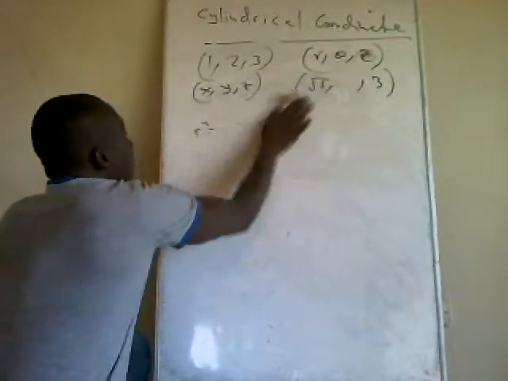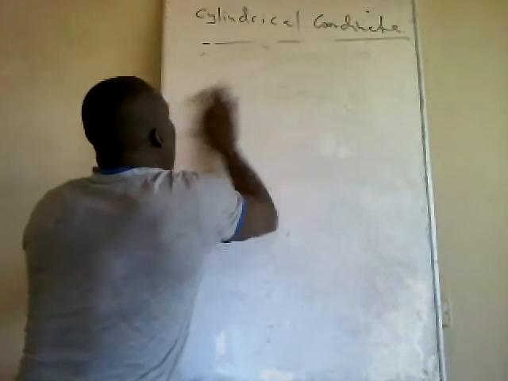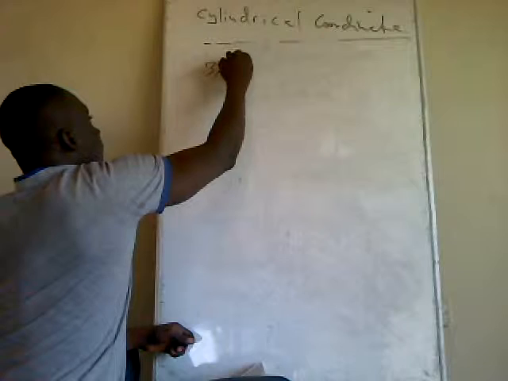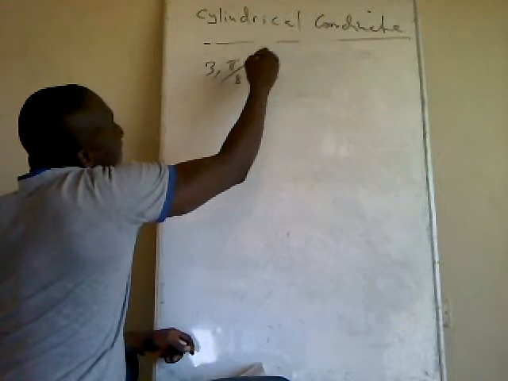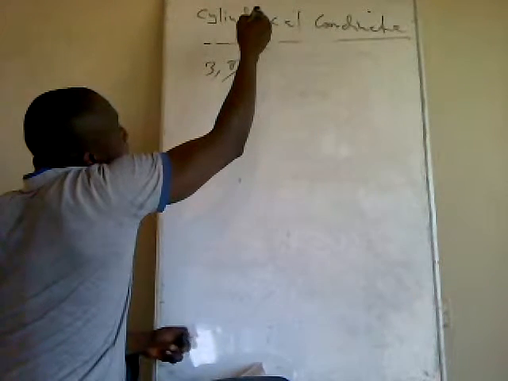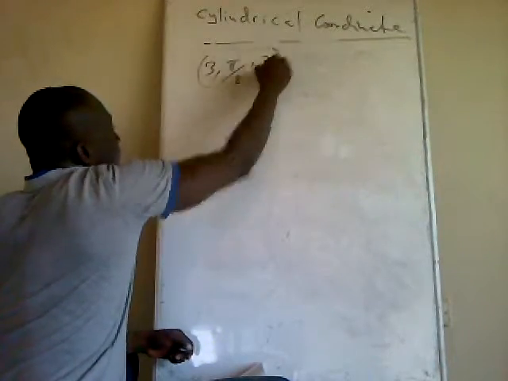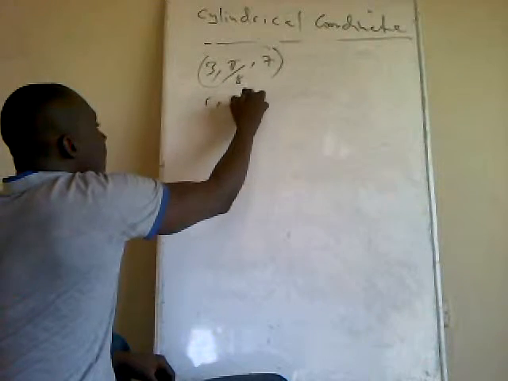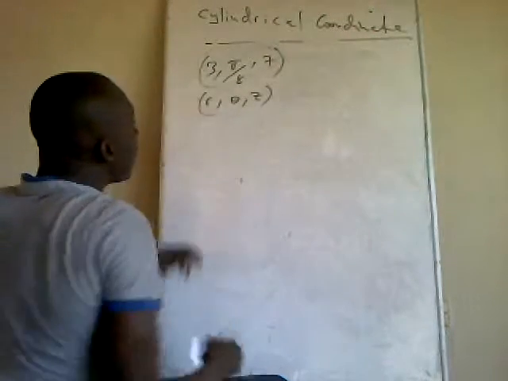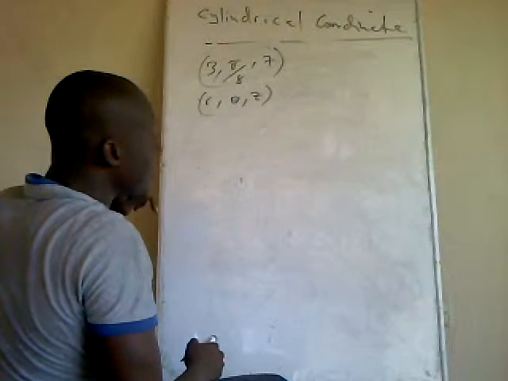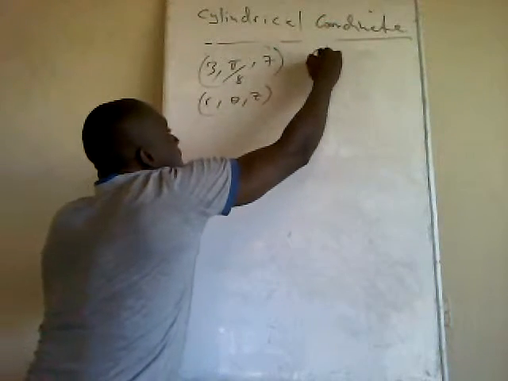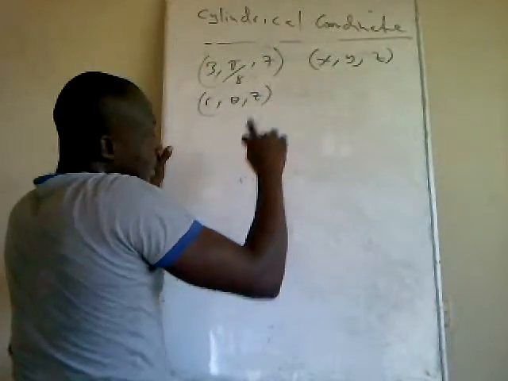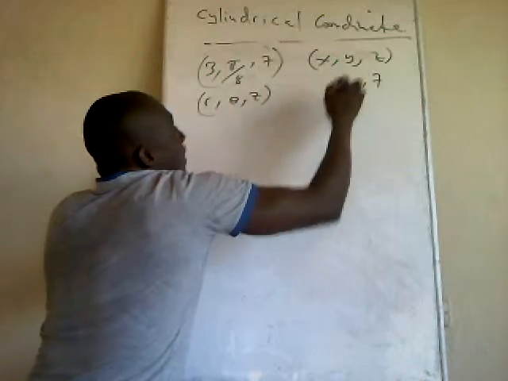If you had a point in cylindrical coordinates, let's take (3, pi/8, 7). Remember, the parameters are r, theta, and z. It means that r is 3, theta is pi on 8, and z is 7. We want to convert this to x, y, and z. Remember, z will not change, right? z is still z. So here my z is 7.